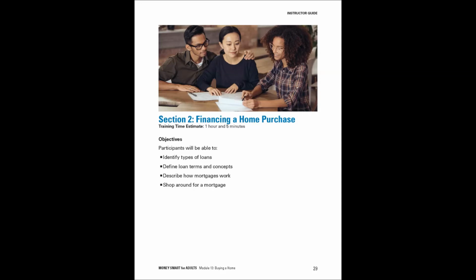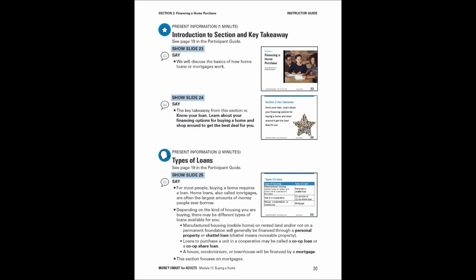Going into section 2, financing a home purchase. The objectives here are to identify the types of loans, define loan terms and concepts, describe how mortgages work, and to shop around for a mortgage. Obviously, we're going to start out again with our key takeaway. So go ahead and specify what that is. But again, denote the big star, and that gives them the idea that this is something that's important. This is the main thrust of this particular section. And then we're going to go forward.